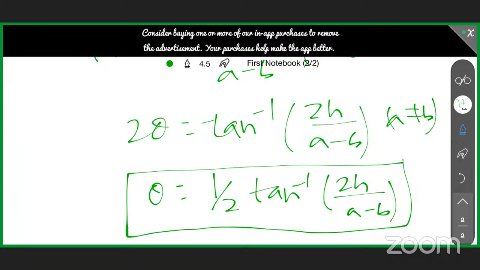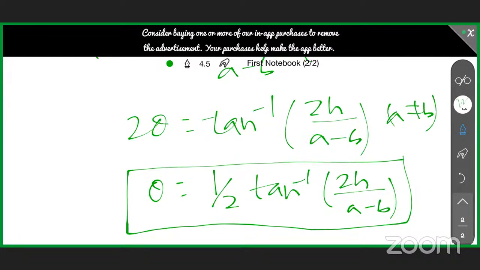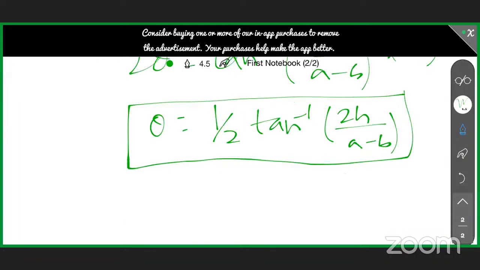Then the corollary of this theorem. Let us say the equation is like this: ax plus by plus c is equal to 0. Students, kindly mute your mic. Let us say this is our equation.